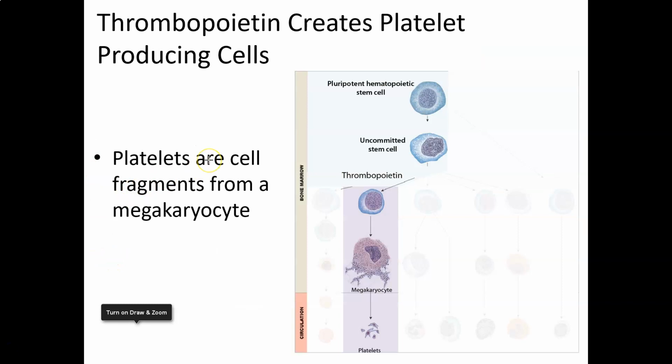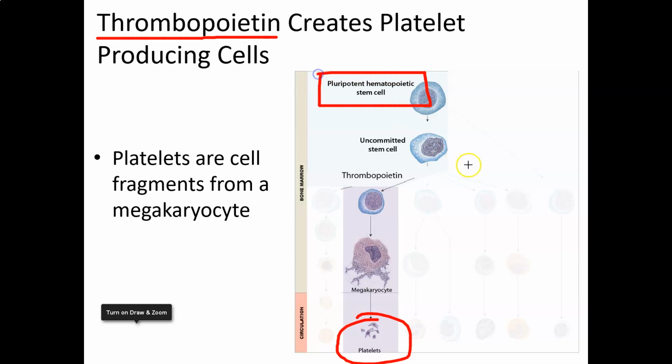Now, not surprisingly, we have a similar named hormone called thrombopoietin. So remember, the last one was called erythropoietin. It's erythro because it made red cells. So thrombopoietin, right, makes platelets. So you can see them down here, platelets. We start with the same hematopoietic pluripotent stem cell. It goes through a series of steps, eventually turns into what they call a megakaryocyte. Mega, large, karyo refers to kernel or nucleus.